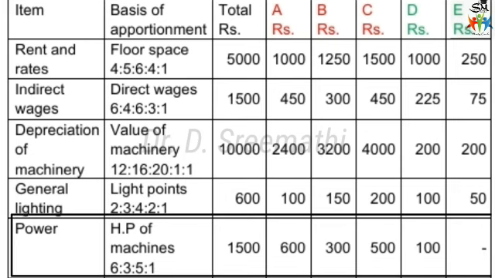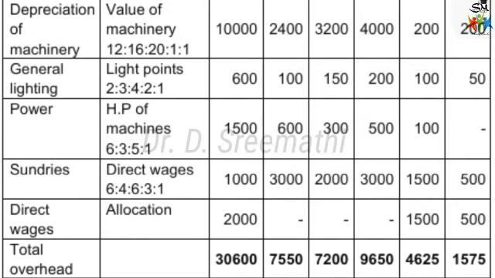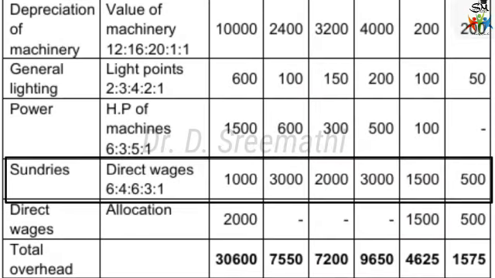And the next one is power. The total expenditure is 1,500. That should be distributed according to horsepower of machines, in the ratio 6:3:5:1. And sundries: sundry means the remaining expenditures. This should be done according to the direct wages, which we have already calculated, in the ratio 6:4:6:3:1.